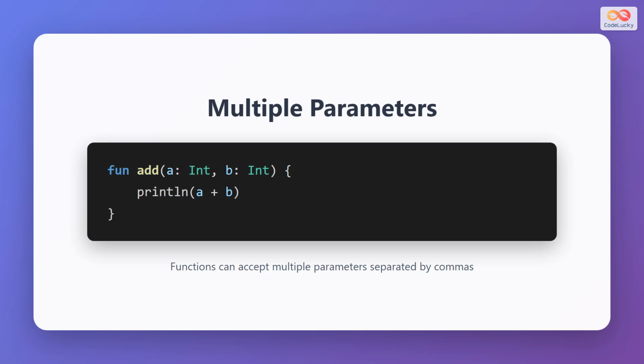Functions can accept multiple parameters by separating them with commas. This add function takes two parameters, a and b, both of type Int, which stands for integer. When calling a function with multiple parameters, you provide the values in the same order they're defined. Here, the function simply adds the two numbers together and prints the result. Each parameter must have its type explicitly declared.